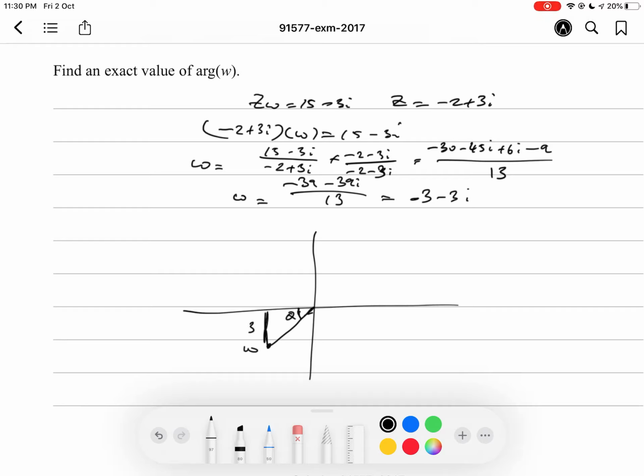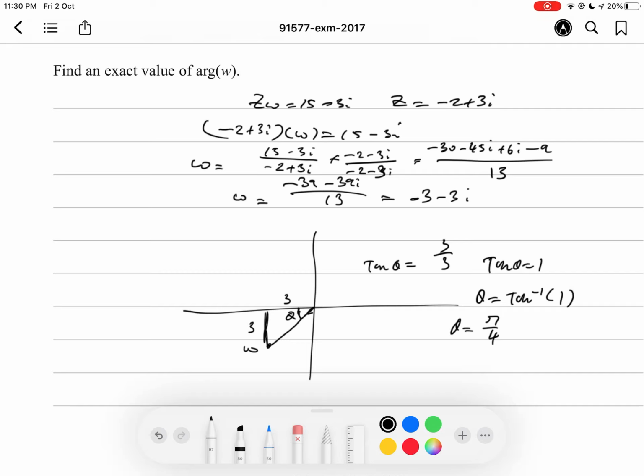Right, and we know that this length is 3 and this length is 3. So basically, we can find this angle theta by using trigonometry. That's just saying that tan of theta equals 3 over 3. So therefore, tan theta equals 1, theta equals tan inverse of 1, and you should get that theta equals pi over 4.